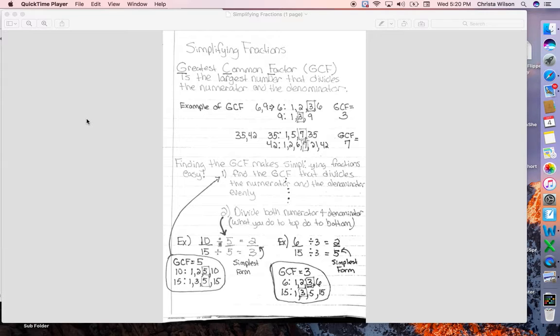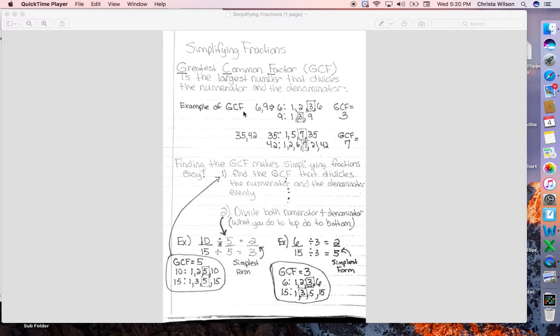So I'm going to show you another method for simplifying fractions, and I like this one because it's quicker. It's called the GCF, or greatest common factor. Now remember, we've been using factors since day one in school, so we know what factors are, or how to factor numbers. So the greatest common factor is the largest number that divides the numerator and the denominator, okay?